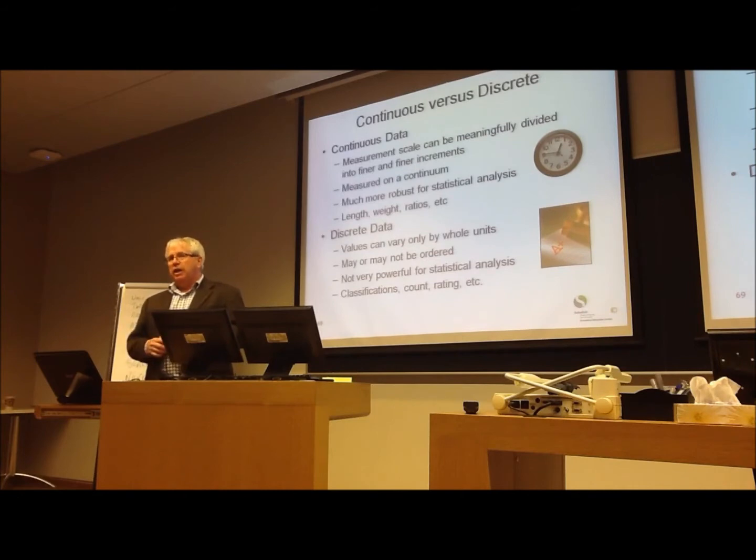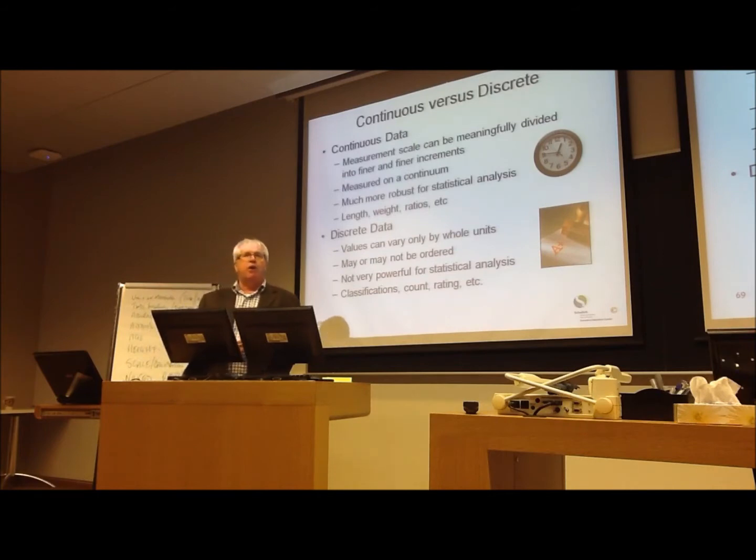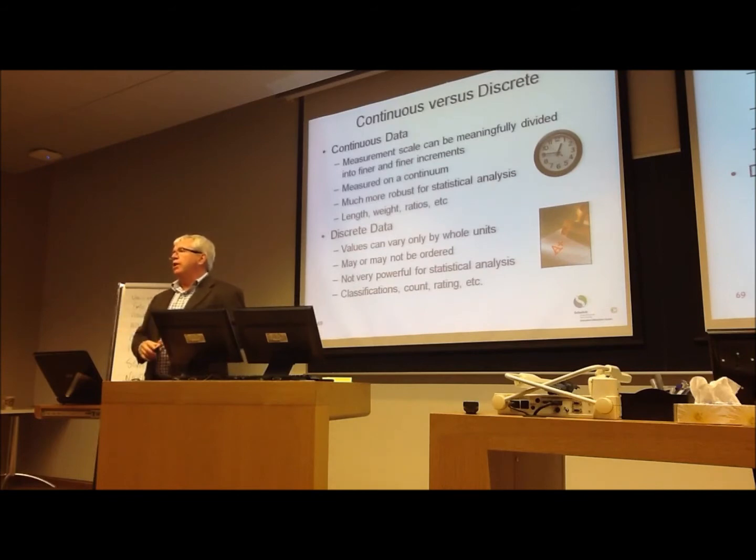The discrete data, the Gobi Desert, values can only vary by whole units, may or may not follow a specific order. Not very powerful for statistical analysis, but still can be analyzed statistically. And then finally, it would fall into classifications or counts or ratings. So obviously a survey would be a discrete type of data collection simply because you're ranking things from 1 to 5.